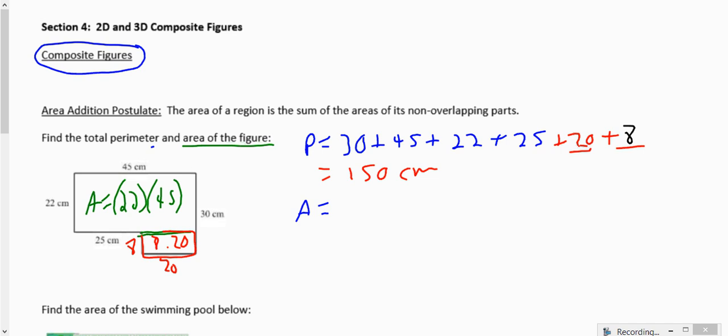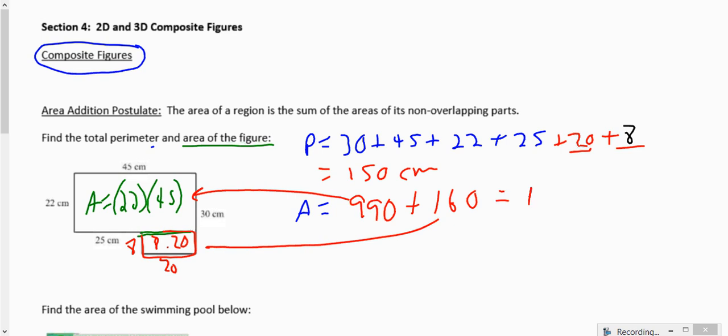So our areas would be the sum of the first rectangle, which is 990, and 160, which is the smaller one, giving us a total of 1,150 centimeters squared.